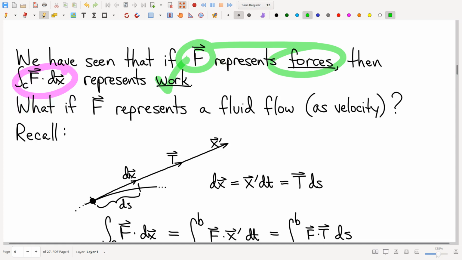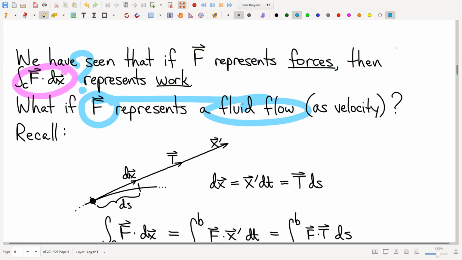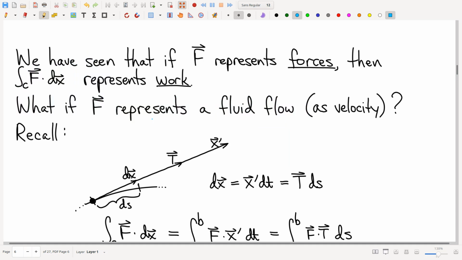So, pretty reasonable question: what if our vector field represents a fluid flow? What does a line integral represent? Again, we've got no forces in the picture at all. The vector field represents a fluid flow. There are no forces. What does a vector line integral represent? It's not going to be work. Now, this is a weird answer that I'm going to give you.